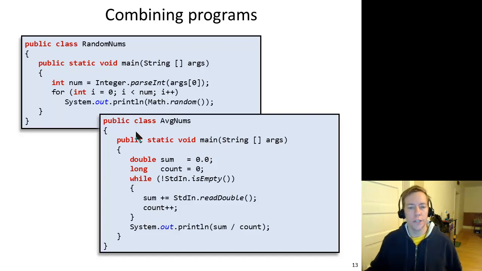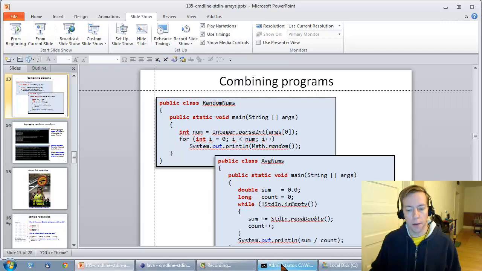AverageNums reads from standard input as long as there's data, sums the next double, and then increments its counter by 1. It needs to know how many doubles it read in and the total sum. And once all the data is done, then it can go ahead and compute the average, which is what this line does. All right. And as a reminder, is this doing correct division? Is it integer division? No. If the slash looks to the left and looks to the right, it looks to the left. This sum variable is of type double. And so the slash is going to do normal floating point division, what you would expect and what you're hoping for here. Let me show you that on the command line.